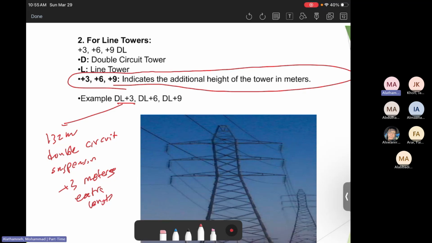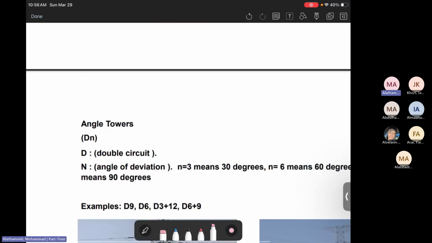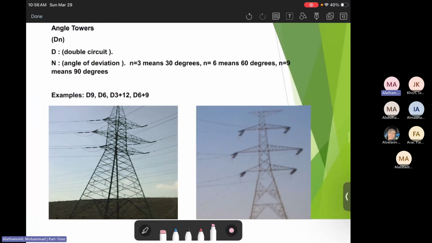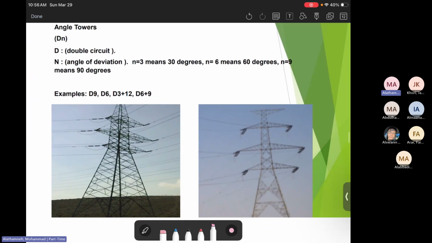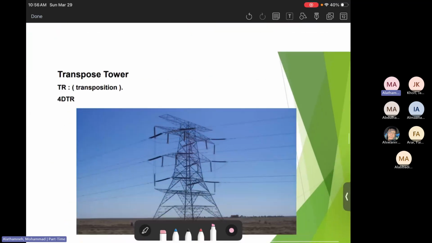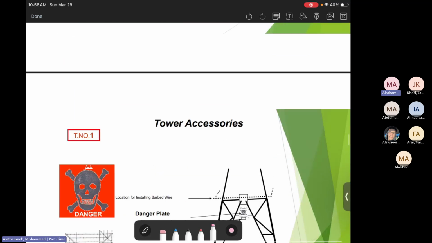Then the same thing, +6 meters, +9 meters. Again, the angle towers depend on the angle, and there are additional meters depending on it: 30 degrees, 6 meters; 60 degrees, 9 meters; 90 degrees, 10 meters. Transposition towers, again, we can denote it by TR.